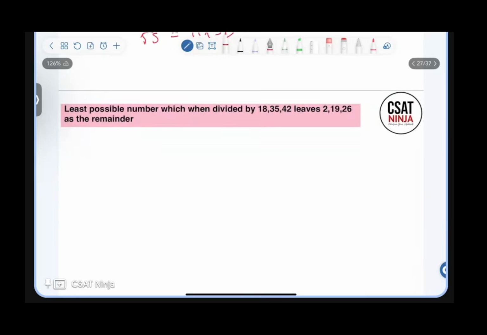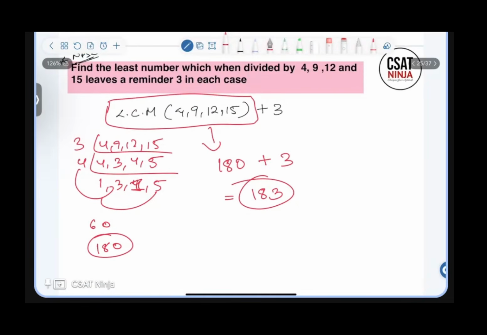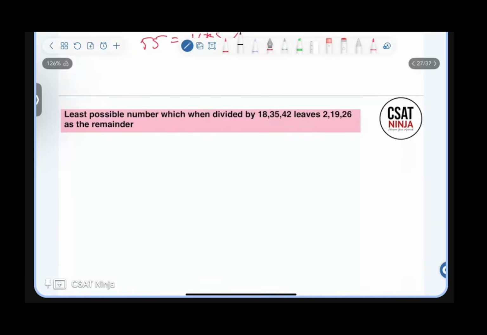For this one, this is a little bit different from the first one. The first one was we have a remainder 3 in each case. But in this question, we have 3 numbers here and we have 3 different remainders here. In that case, how do we do then? If you have 3 numbers and 3 different remainders, then what we do is we find this.